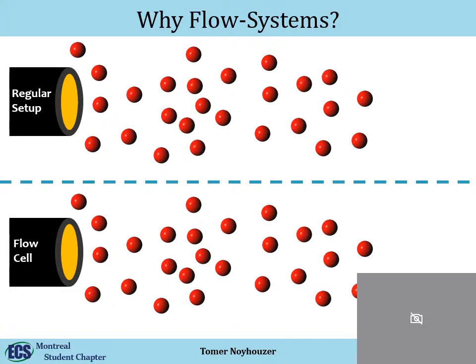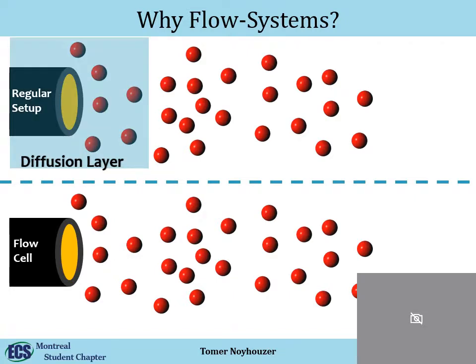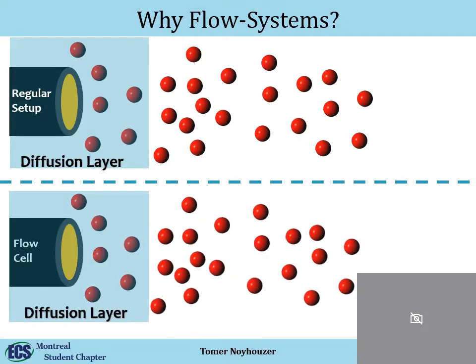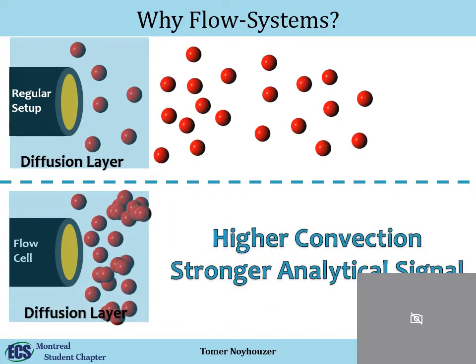The first thing is, when we're doing an electrochemical process, we're measuring only the species that are in or entering our diffusion layer. When we add flow to our system, we're actually compressing the diffusion layer. We have forced convection, so the amount of species in the diffusion layer will be much higher. So we'll have a stronger analytical signal, and we can increase our signal to noise ratio.